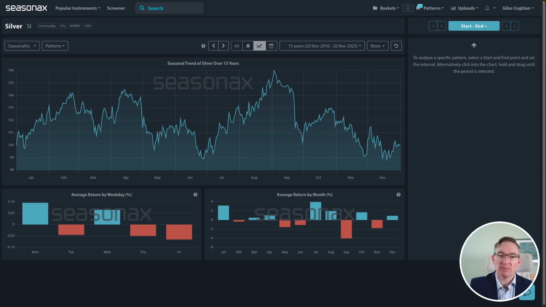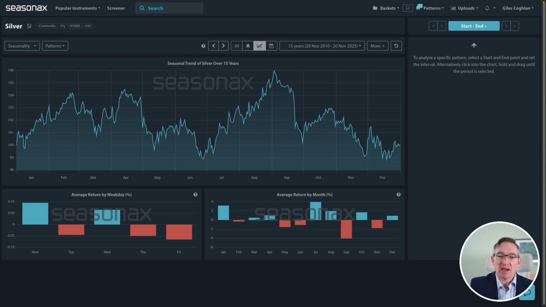So let me explain what I mean. If the line, you can see here, is up at 103, that means the market has typically been up around 3% from the start of the year at that point in time. So typically silver is up 3% at the end of January from the beginning of January. If it's down at 99, as you can see here, that means the market has typically been 1% lower relative to the start of the year.